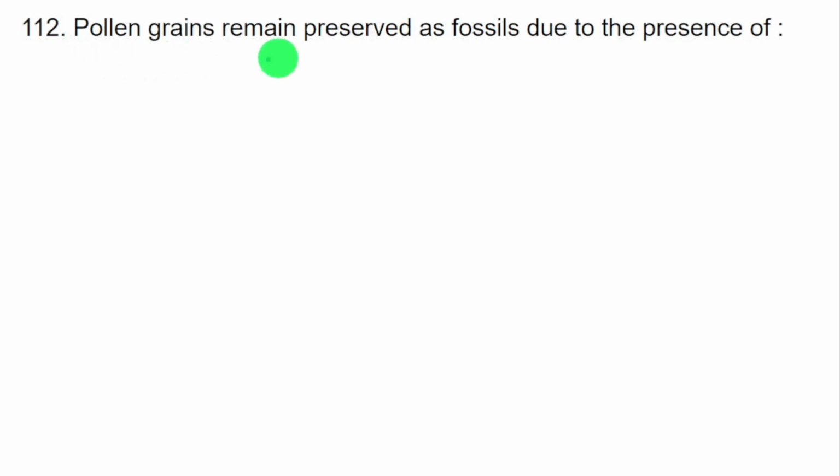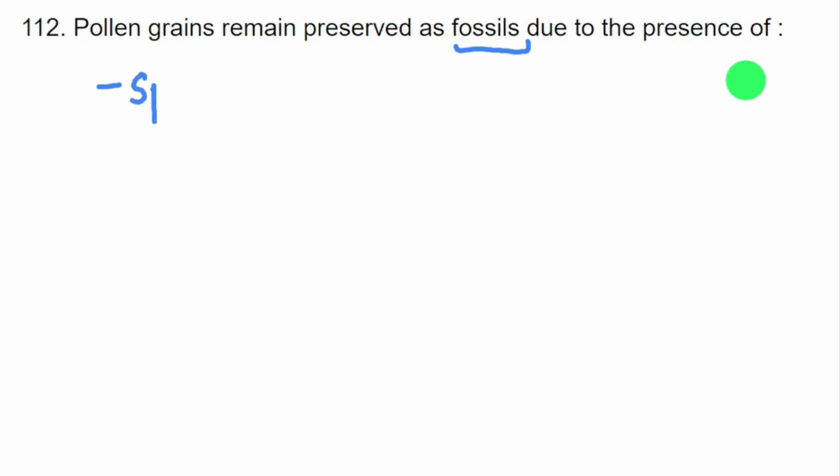Pollen grains remain preserved as fossils due to the presence of... So this is also a straightforward question. It's a factual question. The answer is, see, anything which remains fossil, that means it's a tough thing to crack. It is resistant to enzyme action or to temperature or any acid or alkali treatment.